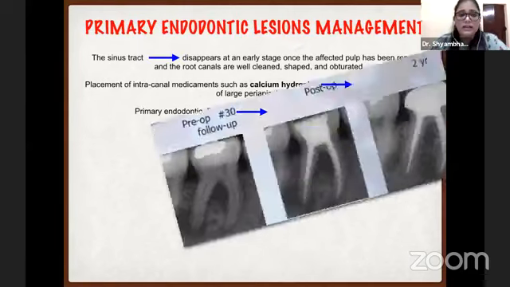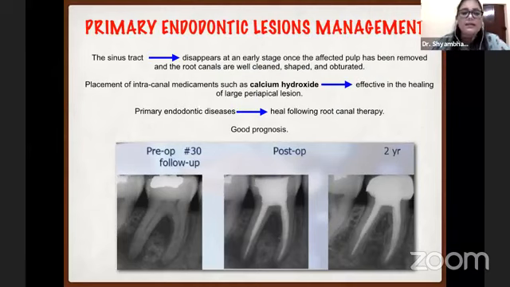Now, in primary endodontic lesions, if there is a sinus tract present, it is important to go ahead with the endodontic management, that is, opening up of the root canal, doing a proper biomechanical preparation, cleaning, shaping, proper irrigation, and intracanal medicament placement, which in these cases can be calcium hydroxide, because it has been shown to be effective in healing large periapical lesions. So calcium hydroxide can be used as an intracanal medicament, which can be given for a period of 7 days after access opening, cleaning, and shaping. Calcium hydroxide for 7 days can be given, and then the patient can be recalled.